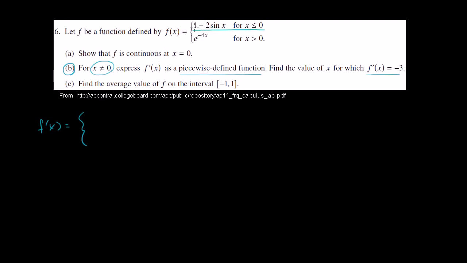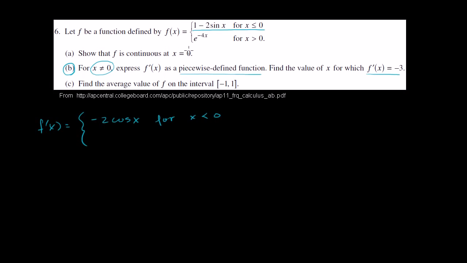The derivative of 1 is just 0. The derivative of negative 2 sine of x, well, the derivative of sine of x is just cosine of x. It's just going to be negative 2 cosine of x, for x less than 0.